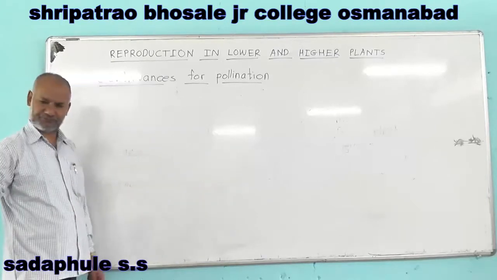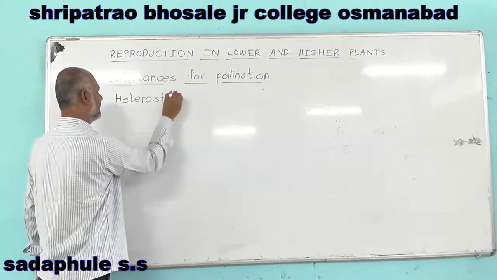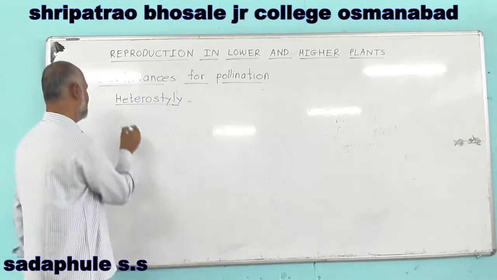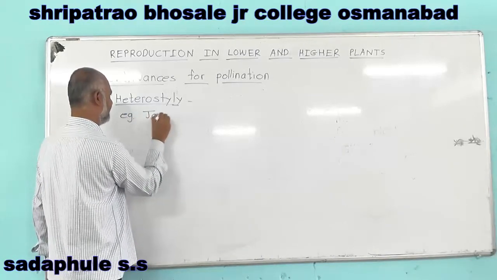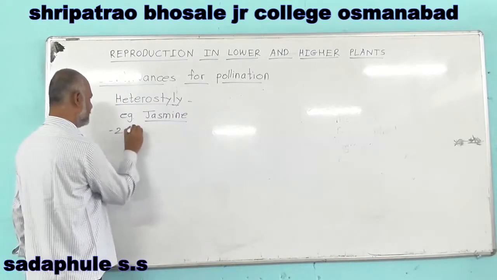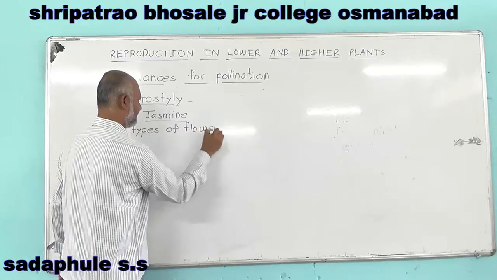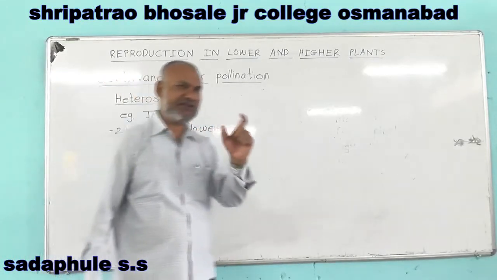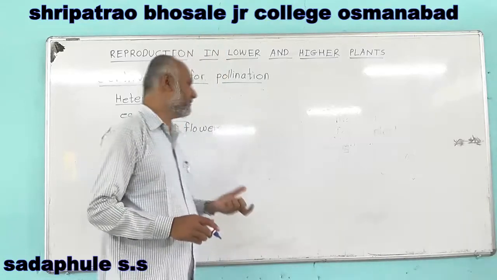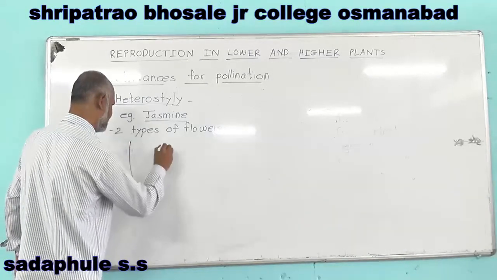Another one is heterostyly, or it is also termed as heteromorphic. Example, jasmine. In jasmine, there is presence of two types of flowers. We see variation in the length of the style and the length of the filament of the stamen. Okay, heterostyly. Now, like this, suppose this is the flower.